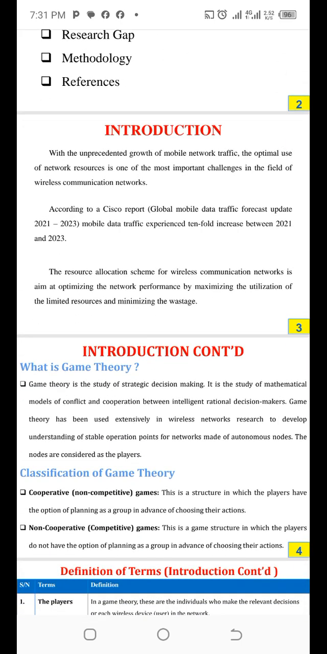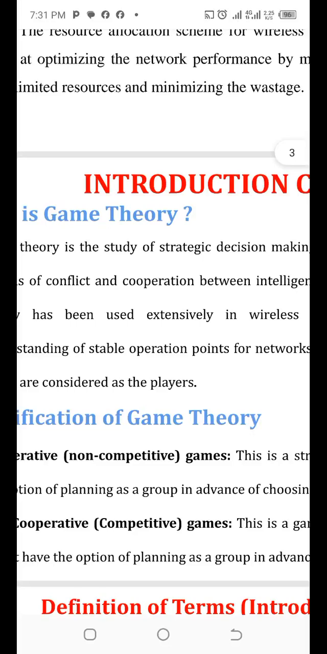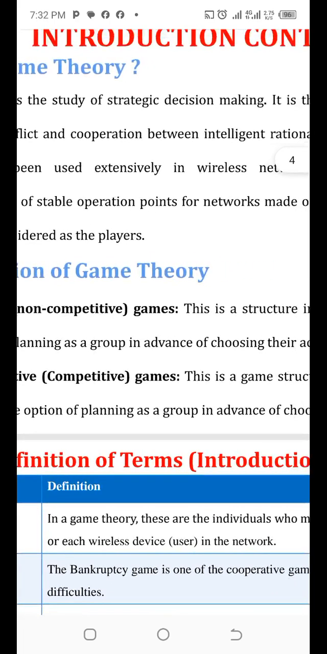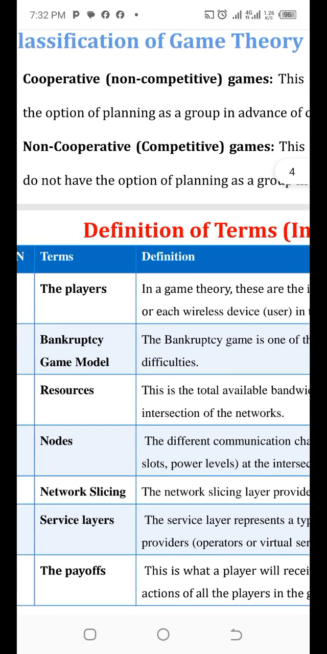What is game theory? Game theory is a strategic decision, and it can be classified into two. We have the cooperative game theory, which is also termed non-competitive game theory, and the non-cooperative game theory, which is also termed competitive game theory. In cooperative game theory, the players have to come together to make a plan and achieve the desired goal. But in non-cooperative game theory, the players do not need to come together. As a result, they don't need to plan and they do not need to achieve a common goal. These are the definitions of the terms I used.